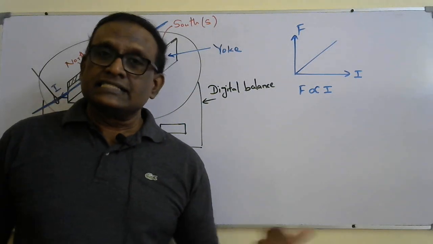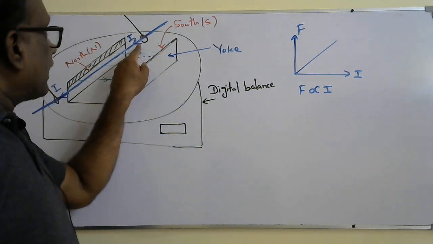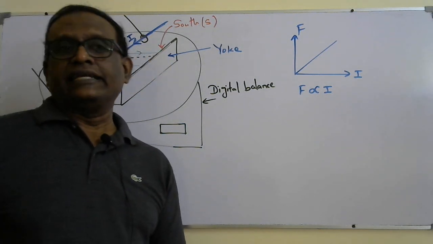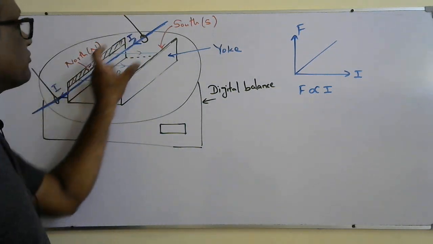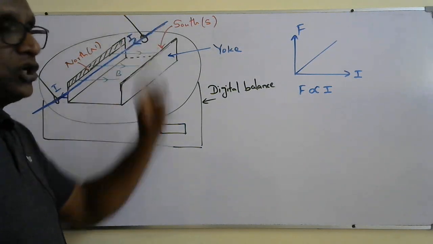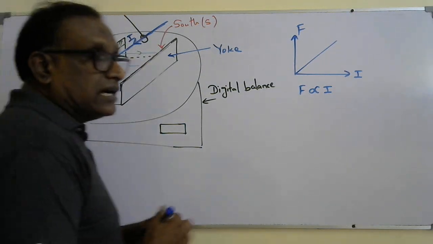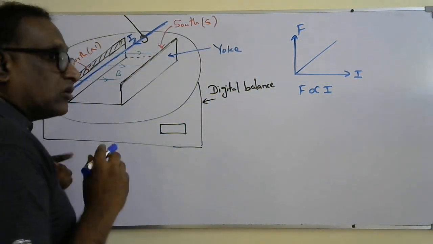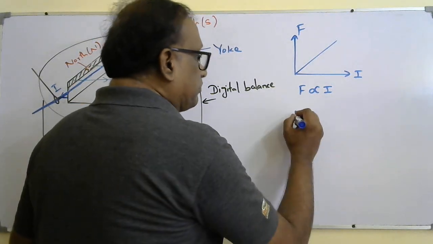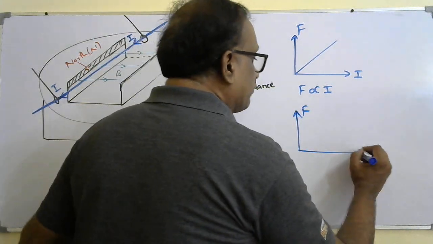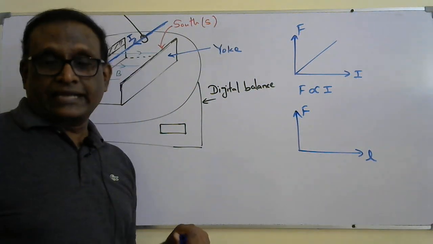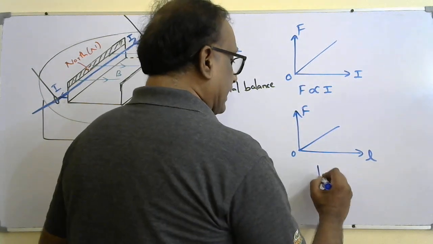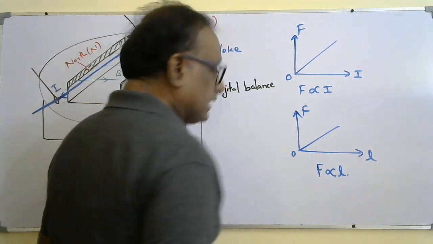Now in the next experiment, keep the current fixed and change the length of the wire inside the magnetic field. That's practically a bit difficult, so we have to use different numbers of pairs of magnets and yoke. If you change the length of the current carrying wire inside the magnetic field, keeping the current constant, and plot a graph of force against length of the wire inside the magnetic field, there also you will get a straight line through the origin. From that we can say force is directly proportional to length.